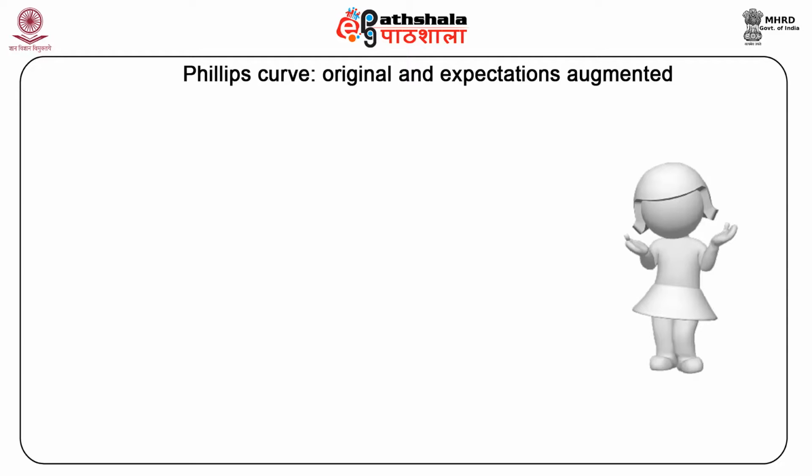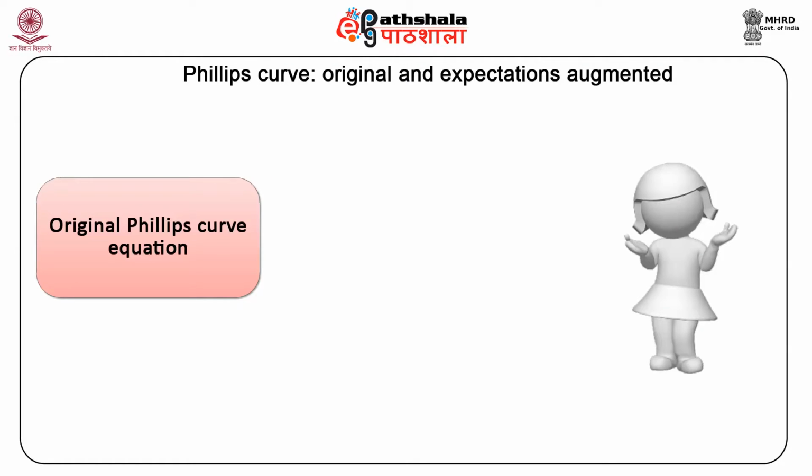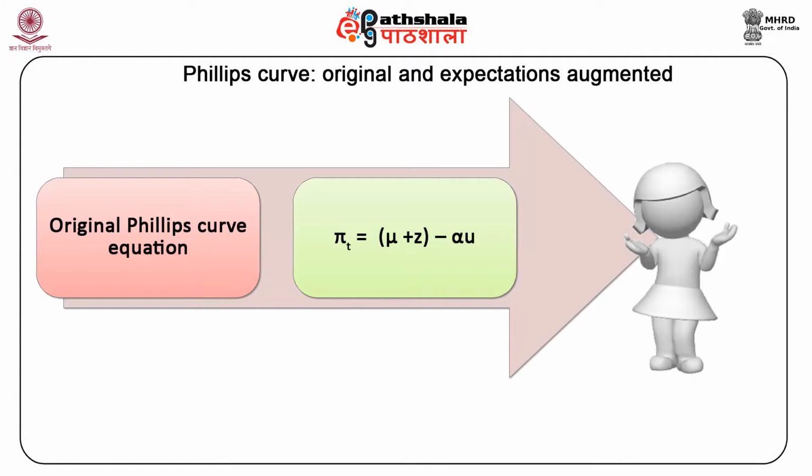Moving on to the Phillips curve, original and expectations augmented. The original Phillips curve is given by the equation inflation in time period t is equal to mu plus Z minus alpha U.